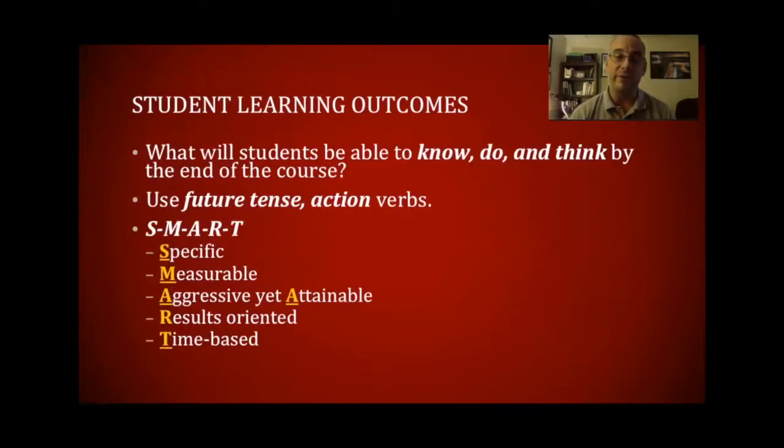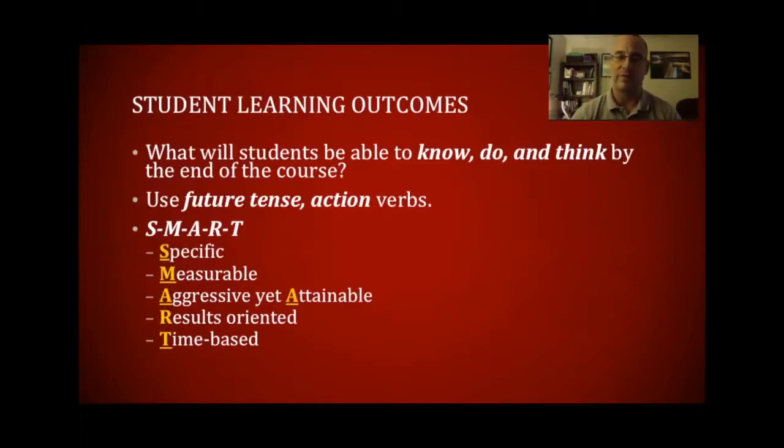A couple other key points for writing our objectives and outcomes for a course. They should be future oriented, written in the future tense. So we don't want to say that students learned, students demonstrated in this course. No, the student will learn, the student will demonstrate, the student will be able to apply.